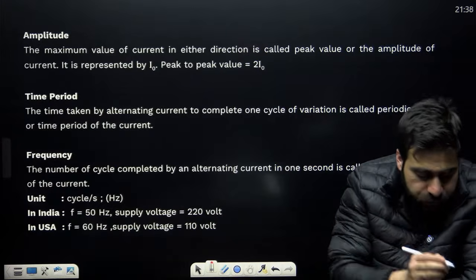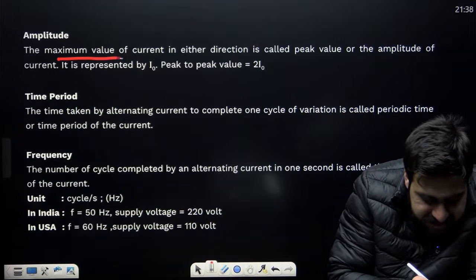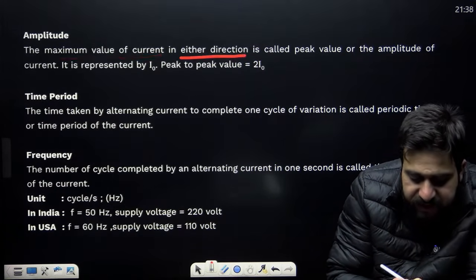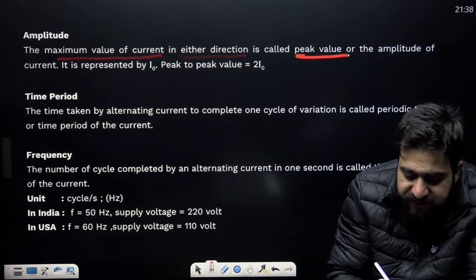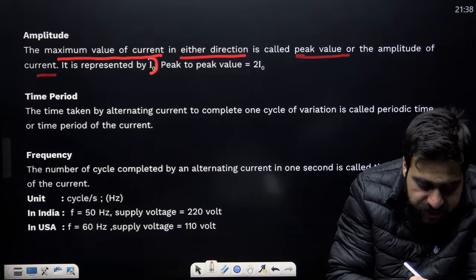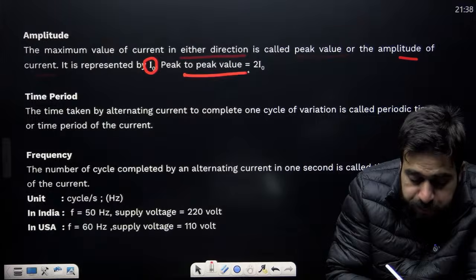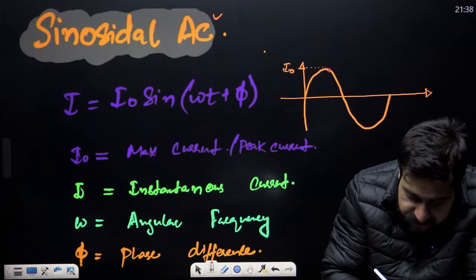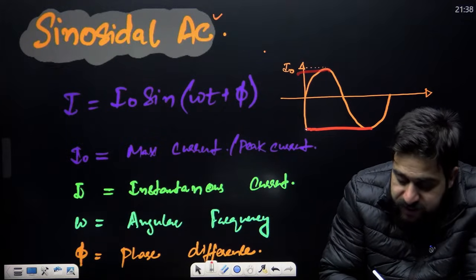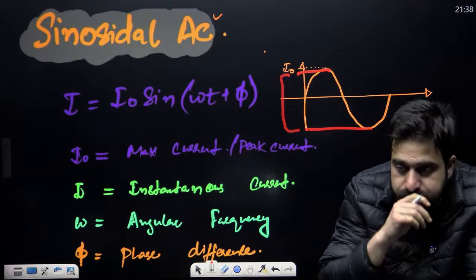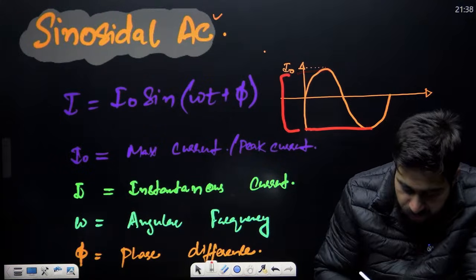Now, what does amplitude mean? Amplitude means the maximum value of current in either direction, called the peak value or amplitude of the current. It is represented by I naught. Peak to peak is 2 I naught. This is I naught, this is minus I naught. So peak to peak is 2 I naught.